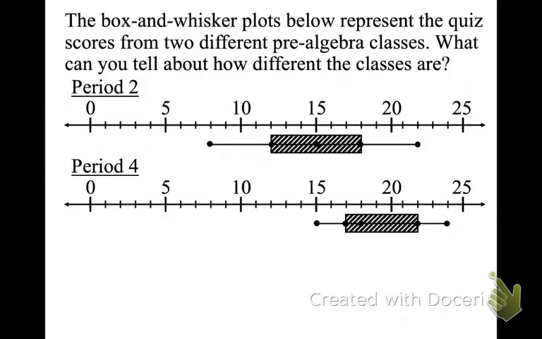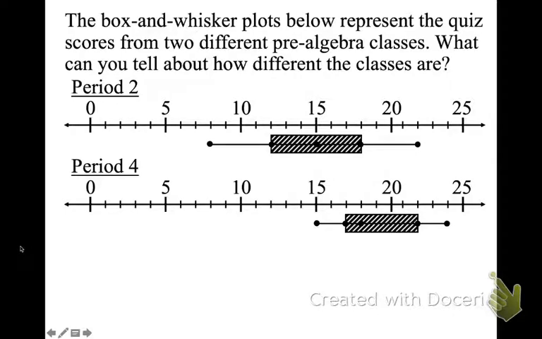summary. All right, so now let's take a look at these two box and whisker plots that represent quiz scores from two different pre-algebra classes. What can we say about the different classes? Okay, pause the recording and think about it.